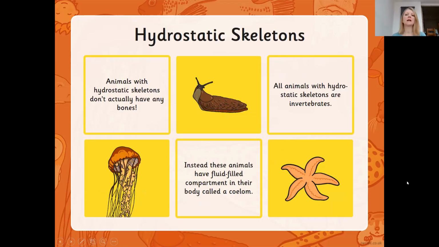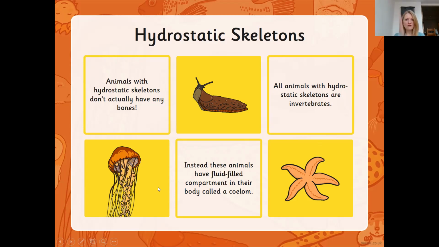And finally, our last group, and remember these are, again, invertebrates. Animals with hydrostatic skeletons don't have any bones at all, okay, on the outside or the inside. They are very soft, jelly-like, squishy creatures. So all animals with hydrostatic skeletons are invertebrates, and instead they have fluid-filled compartments in their body called a coelom. Okay, so there we've got a slug, a jellyfish, and a starfish.